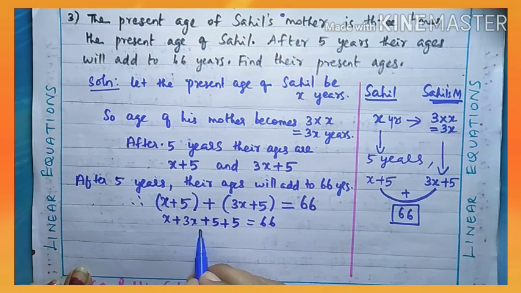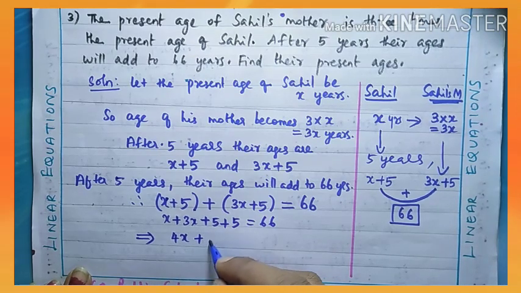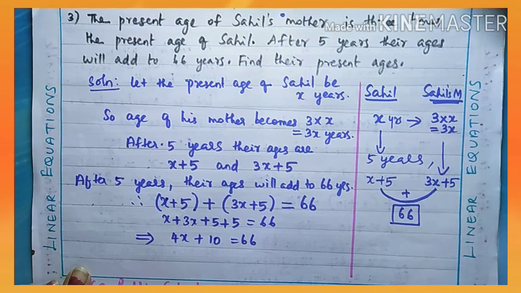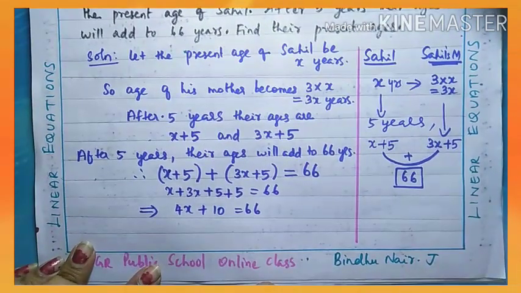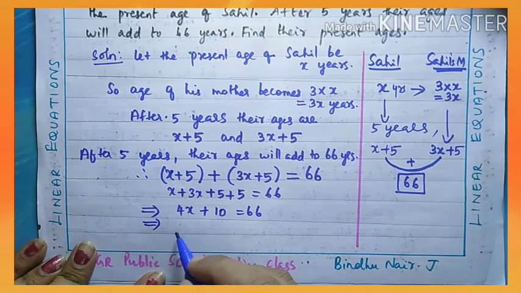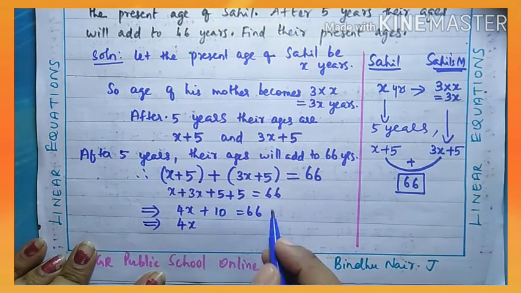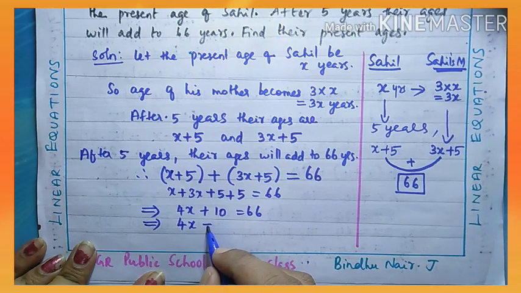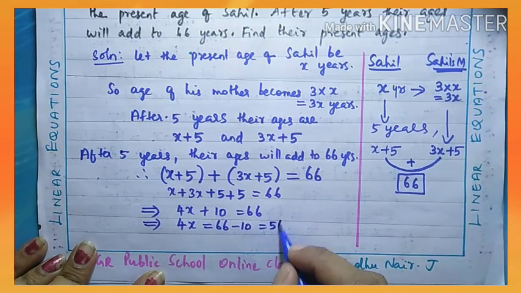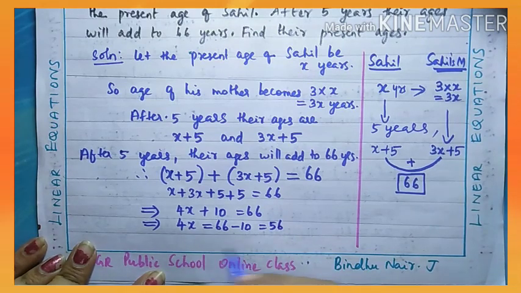Now what is x plus 3x? x means it is 1x. So it implies 4x plus 5 plus 5, 10, equal to 66. Okay, now it came to the normal form, you can just add. So what is the next step? 4x equal to, I am taking 10 to the other side, it becomes minus 10. 66 minus 10, what is 66 minus 10? 56. Correct?